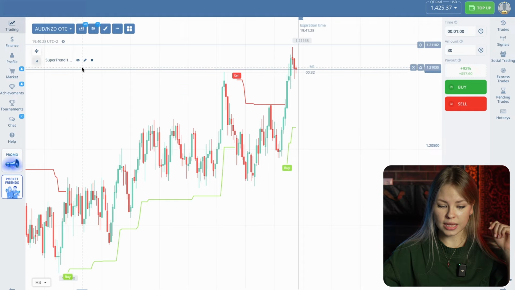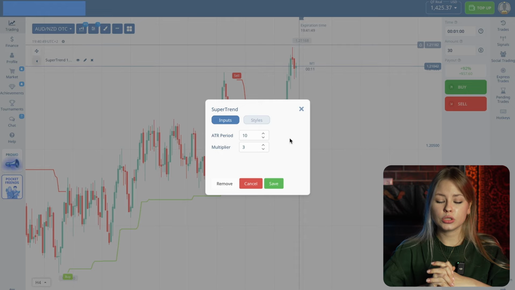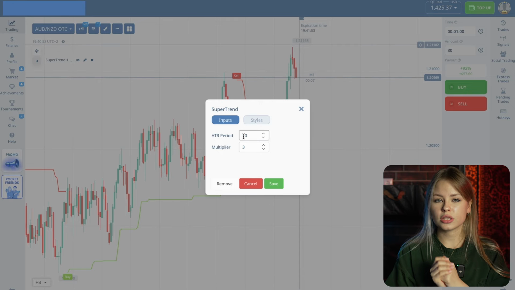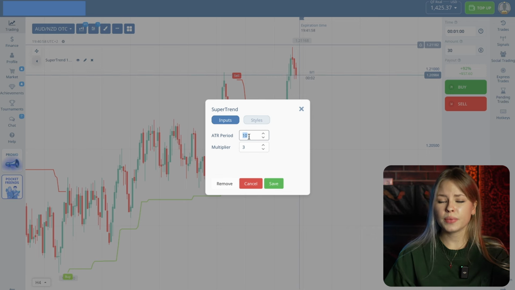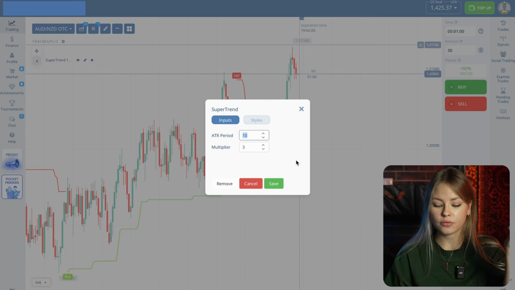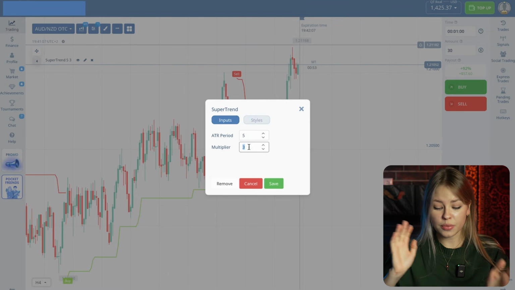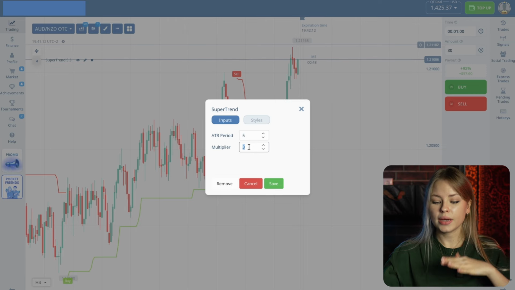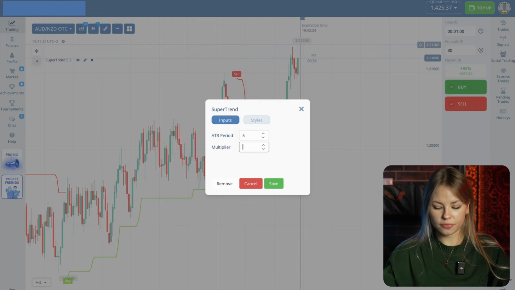So this means that you should change the settings of Supertrend. I recommend you to set ATR from 5 to 7. You can choose the number you like most, and of course you can make some experiments and choose one number for you. I will choose 5, and the perfect multiplier is something between 1.5 and 3. Oh, excuse me, 1.5 and 2. 3 is like a basic setting. So let's choose 1.5.